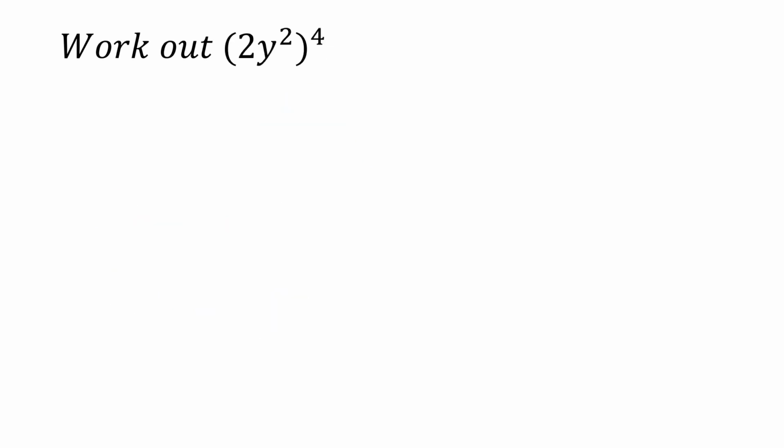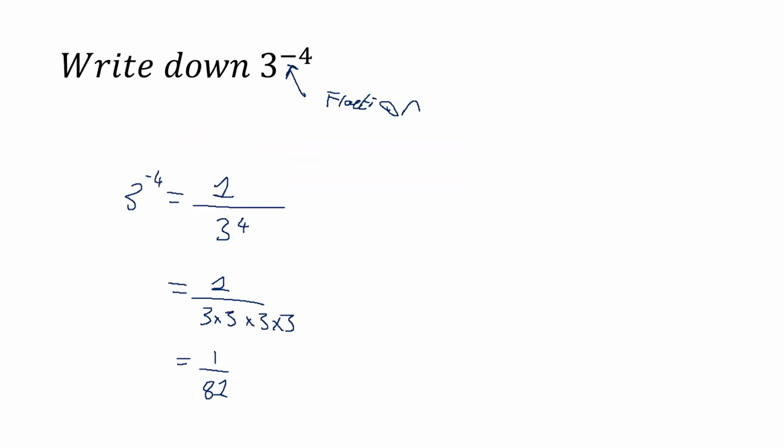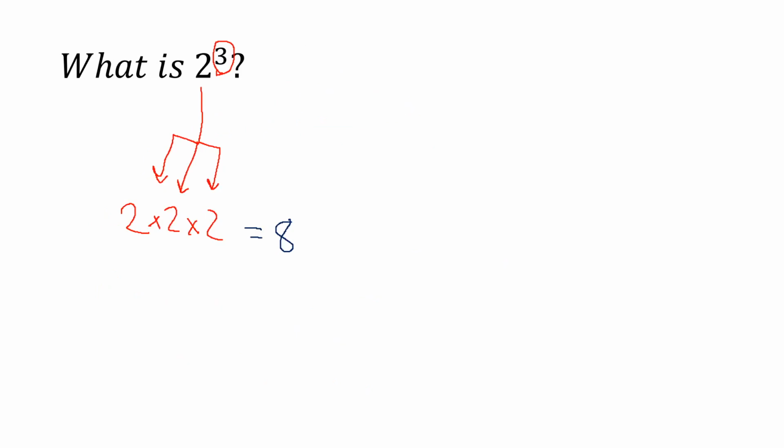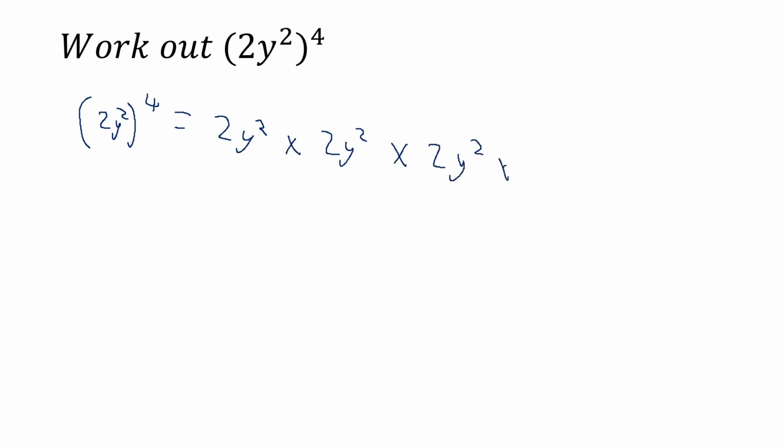And we can use this for something like this: 2y squared, and this is all to the power of 4. Remember what we said before, at the start. 2 cubed is the same as 2 times 2 times 2. So therefore, 2y squared all to the power of 4 is the same as 2y squared times 2y squared times 2y squared times 2y squared.